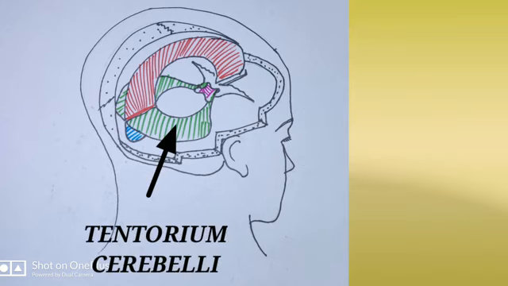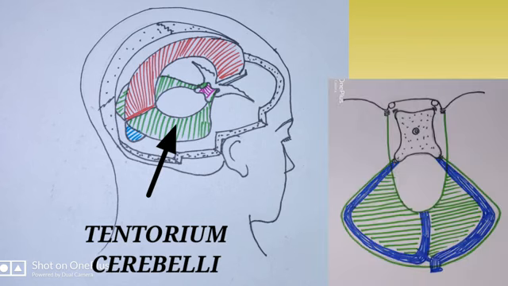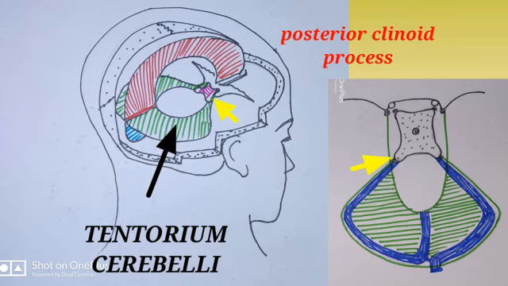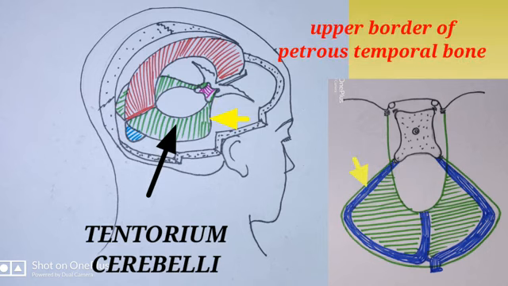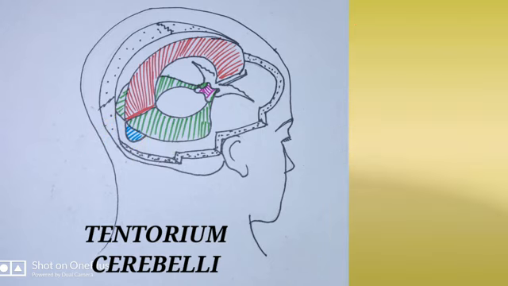The tentorium cerebelli is a tent-shaped fold of dura mater which roofs the posterior cranial fossa. It forms a partition between the cerebellar lobes below and the occipital lobes of the cerebrum above. Coming to its attachment, the tentorium cerebelli has an attached margin and an inner free margin. The outer attached margin is attached anteriorly to the posterior clinoid process, laterally to the superior margin of the petrous temporal bone, and posteriorly to the mastoid angle of the parietal bone and the lips of the transverse sulcus on the inner surface of the occipital bone.